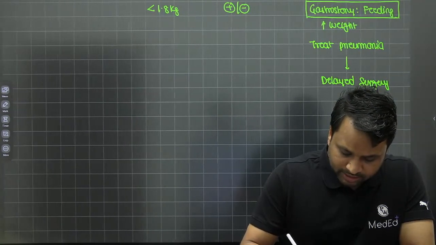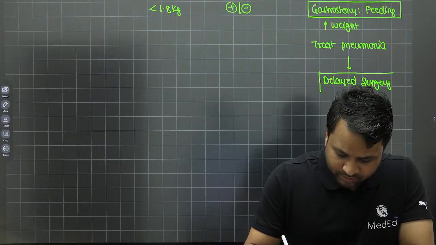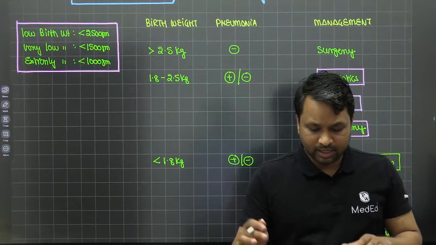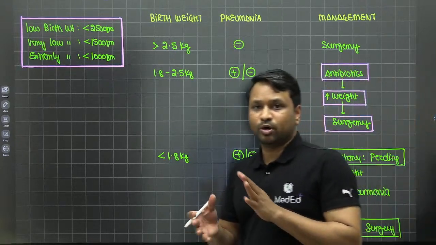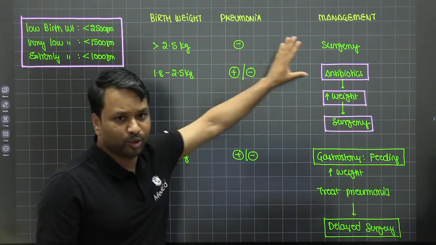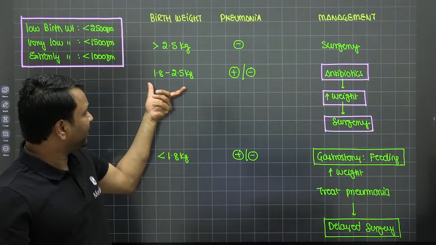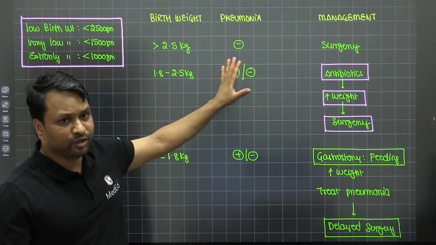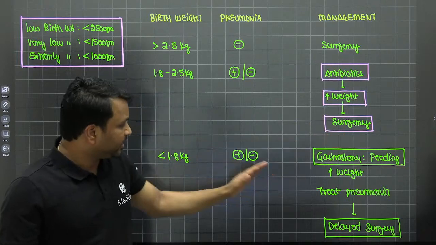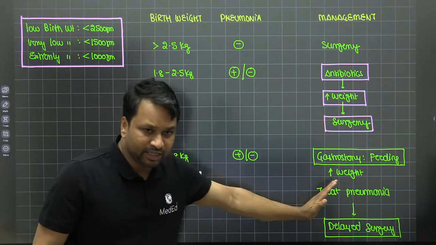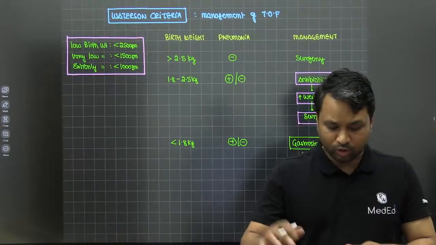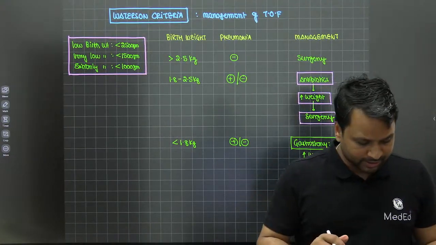Here we'll do a delayed surgery, and that is the protocol that we follow. According to the Waterston criteria, the management purely depends upon the birth weight of the baby. If the birth weight is more than 2.5 kg with no pneumonia, go for surgery. If it is between 1.8 to 2.5, with or without pneumonia, start on antibiotics, build the weight and do early surgery. Here, we'll do a feeding gastrostomy, treat the pneumonia and then take for delayed surgery. This is the treatment protocol according to the Waterston criteria.